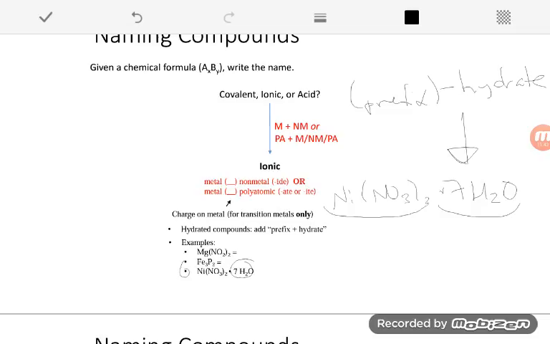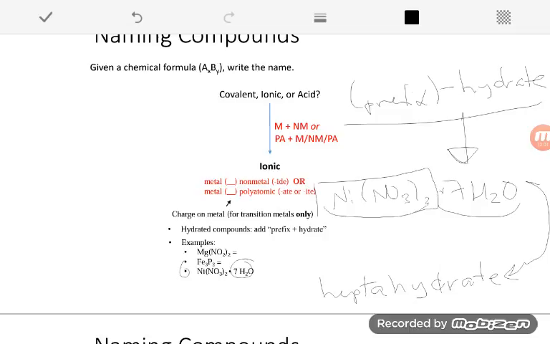So as soon as I see 7 waters, I can go ahead and write that part. Okay, at the very end, I'm going to have a prefix. Prefix for 7 is hepta. And it's a bunch of waters, so I'm going to say heptahydrate. So the waters just go down here. And then this part of the compound I can name like normal. I can totally ignore the waters now. I've taken care of them with the heptahydrate.